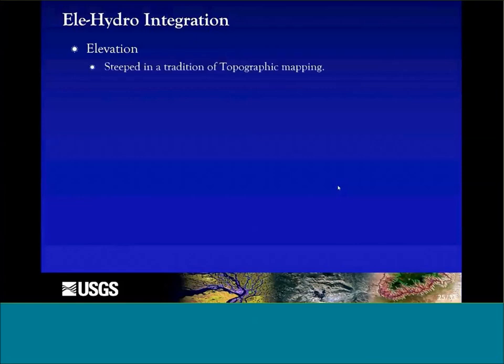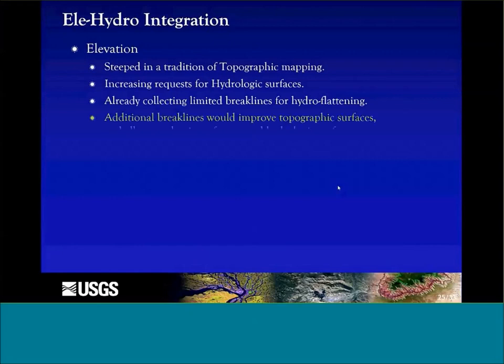So in looking at trying to integrate these, we look at the two primary stakeholders. On the elevation side, we've been steeped in a tradition of topographic mapping for decades. But we're getting more and more requests from people who would like to see hydrologic surfaces already made and deliverable. We're already collecting limited break lines just for the hydro-flattening. If we were to start collecting additional break lines, we can improve the surfaces we have, and we can start making these other sorts of surfaces.